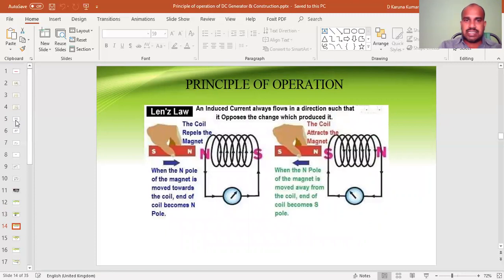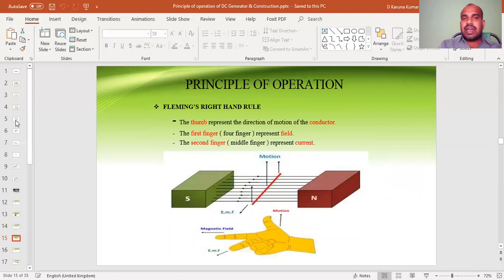One more law is Lenz's law. Lenz's law states that the induced current always flows in a direction such that it opposes the change which produced it. That is called Lenz's law. The generator works on the principle of Fleming's right hand rule. The DC motor works on Fleming's left hand rule.